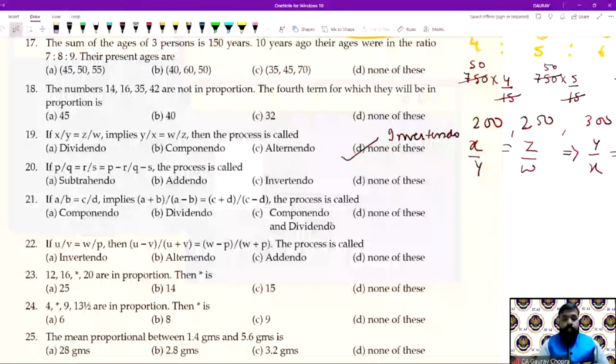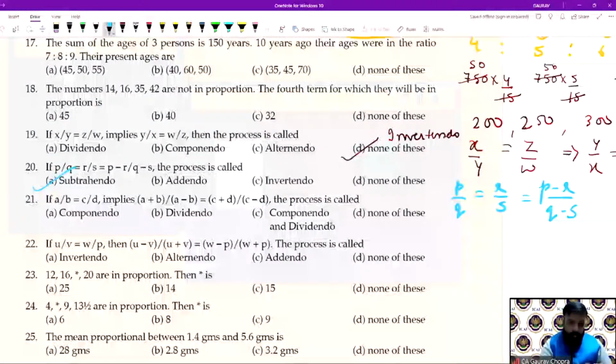Then 20. P by Q is equal to R by S, and we are writing it as P minus R upon Q minus S. Since we are subtracting, this process is known as subtrahendo. So we will take option number A, subtrahendo.